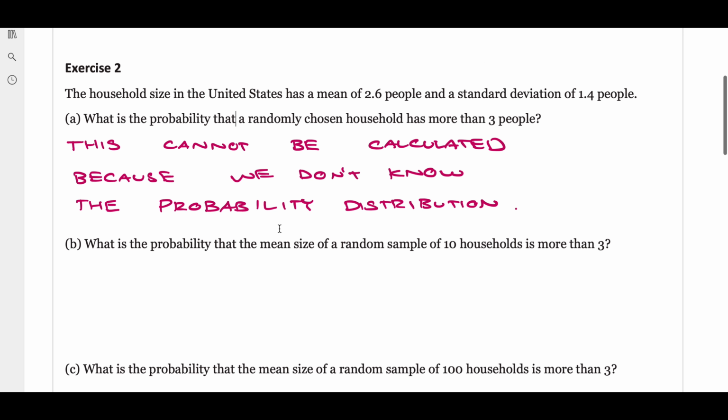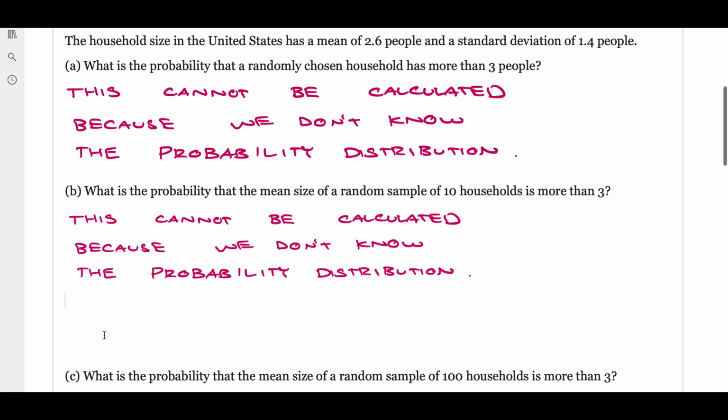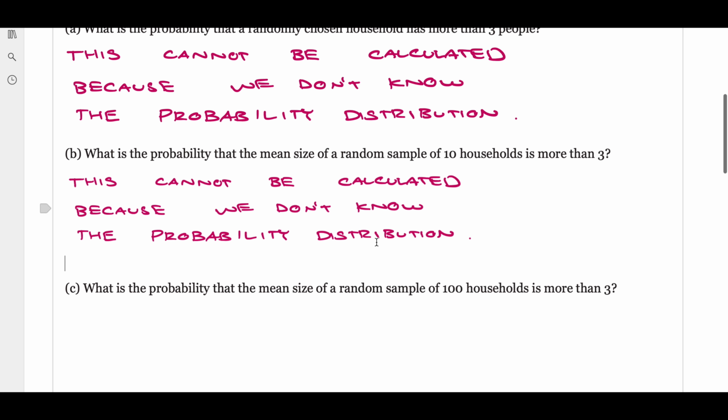All right. The next problem: what is the probability that the mean size of a random sample of 10 households is more than 3? I'm randomly sampling 10 households. It sounds like this might be a sampling distribution, since we're taking repeated samples, and everyone's taking 10 different households. But 10 is not enough for us to use the central limit theorem. We need a larger sample. And so in this case, the probability cannot be determined. We don't know the probability distribution.